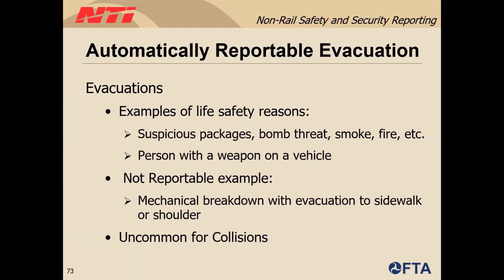Some examples of life safety reasons are suspicious packages, bomb threats, a smoke event, fire, fuel fumes, noxious odors, or a person with a weapon on a transit vehicle. If a bus has a transmission problem and passengers are evacuated to the sidewalk or shoulder, the transmission problem is not a potentially unsafe situation and therefore is not reportable. Evacuations are not common for collisions. There would need to be a fuel leak or similar life safety situation.